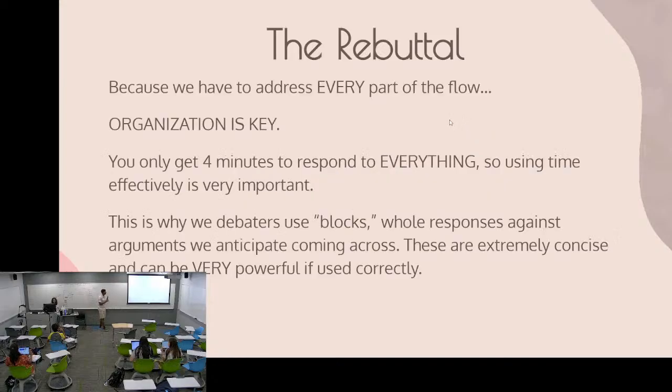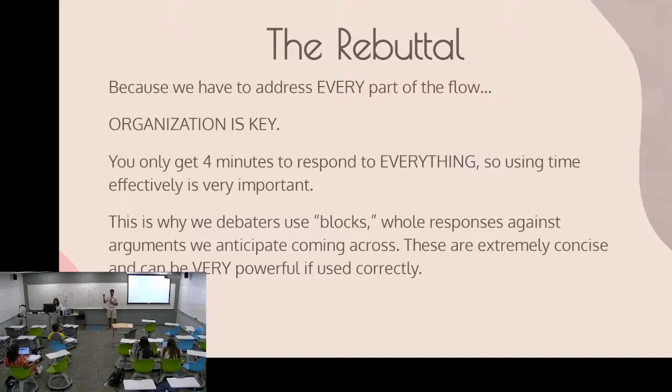Alrighty, so rebuttal once again. The reason rebuttal is a very, very hard speech is that you have to address every single part of the flow. So organization is absolutely crucial, because you only get 4 minutes to respond to every single thing on the flow. And that's if you're first speaker.